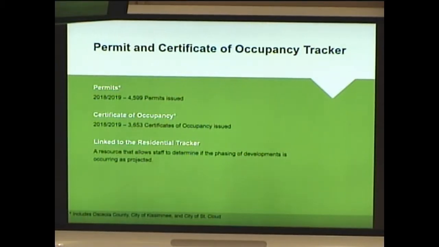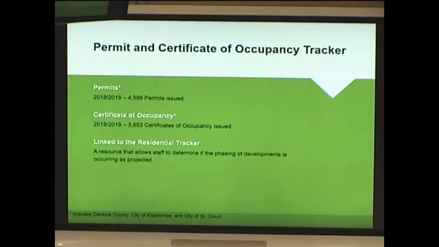As I briefly mentioned, we also keep a list of all permits and certificates of occupancy. So last year for 2018-19, meaning July 1st, 2018 to June 30, 2019, we show that 4,599 residential permits were issued, and as of June 30 of 2019, 3,653 of those received a certificate of occupancy. All of this data will link back to the residential tracker.